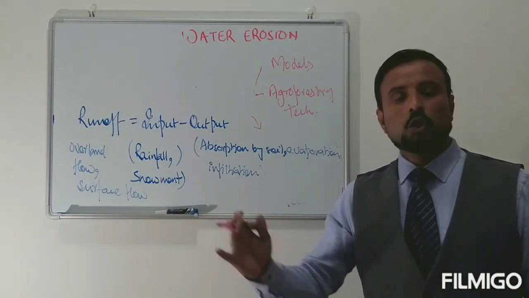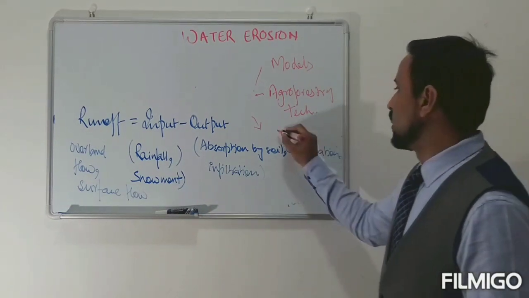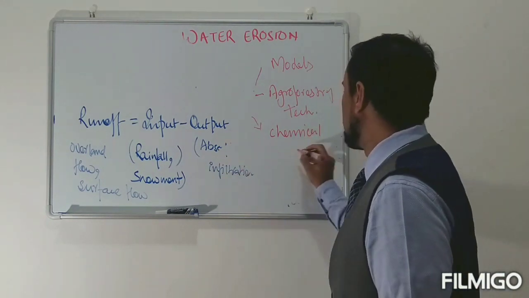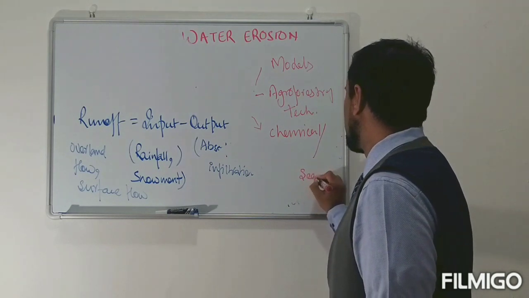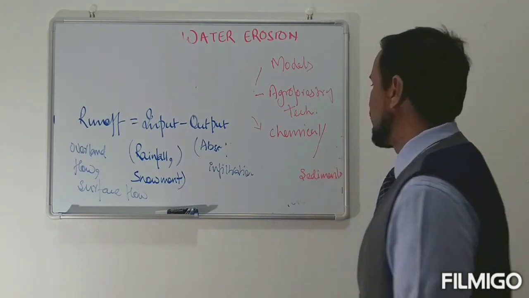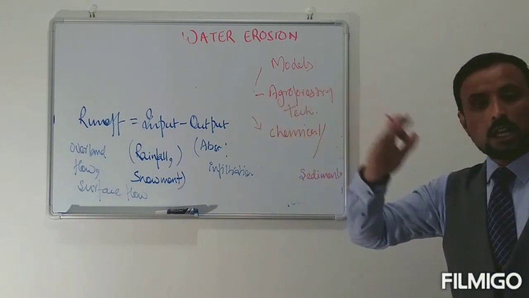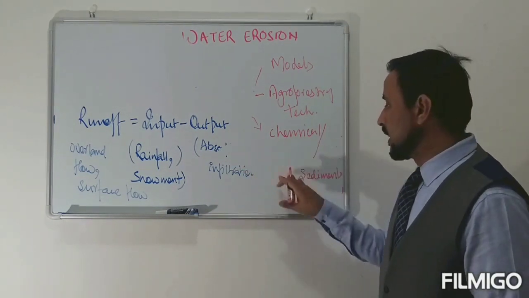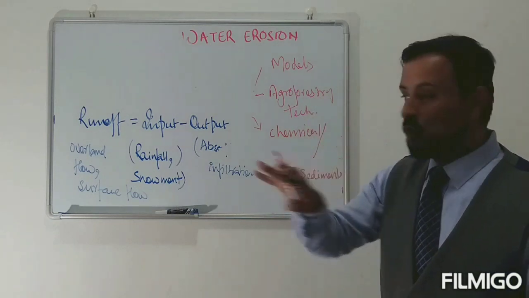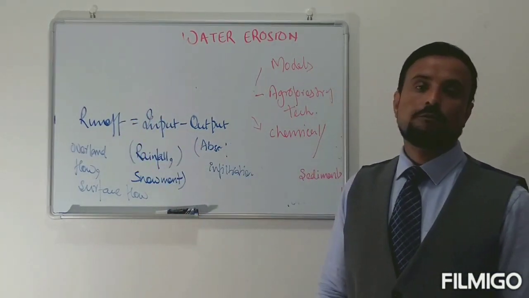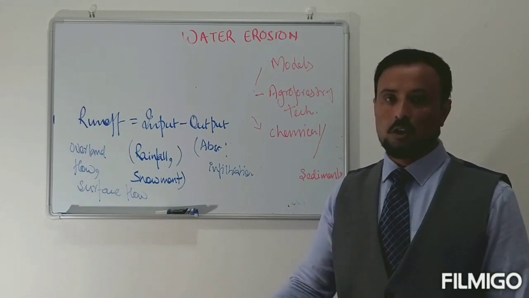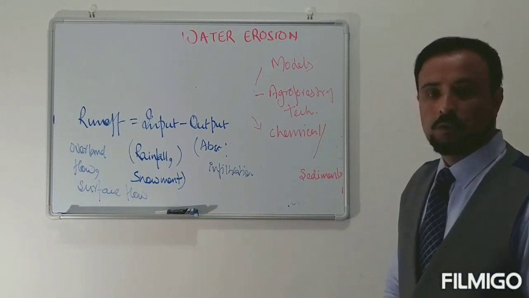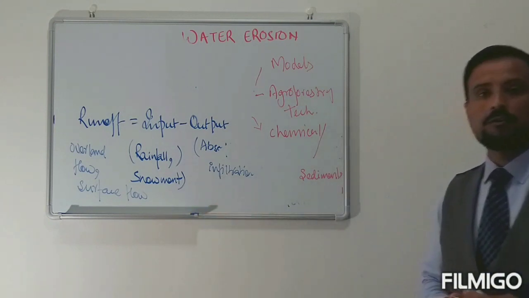So in between, whatever chemicals or sediments it is bringing from one area to the other area, these can all also be measured, or an idea about these things can be given to you by calculating the runoff of water or runoff erosivity. That's the purpose of studying these two parameters, raindrop erosivity and runoff erosivity.